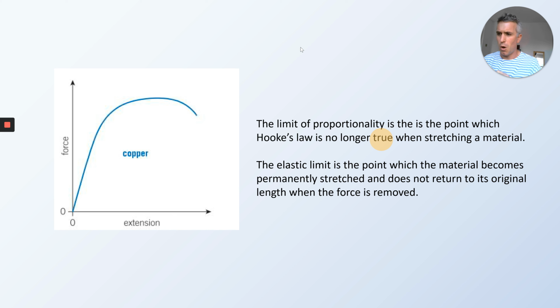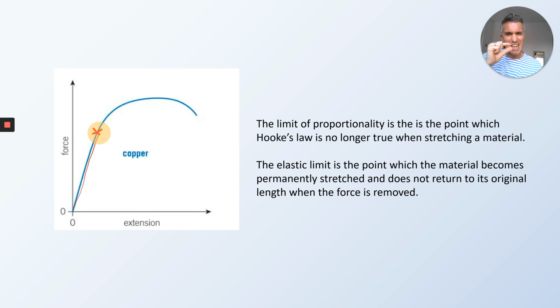So if we go back to the copper one, this copper goes up about here. It's called the limit of proportionality, which means it's the point where it doesn't obey Hooke's law. It's a straight line from there to there, which is what Hooke's law was. The force and the extension were directly proportional. If it's no longer directly proportional, it is at the limit of proportionality, which means it no longer obeys Hooke's law.